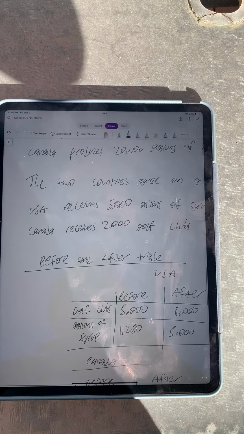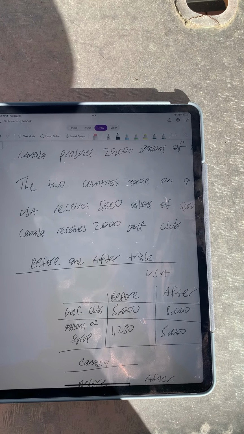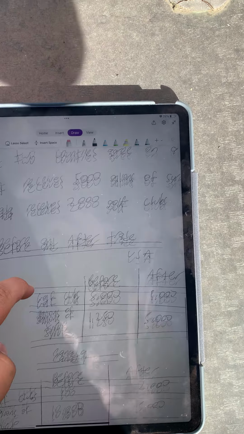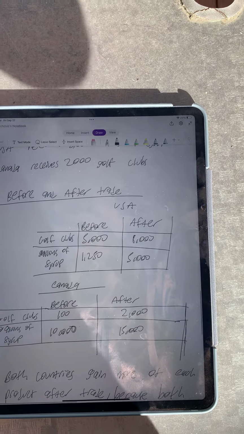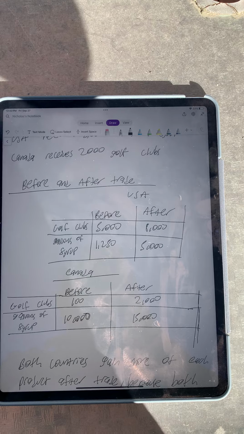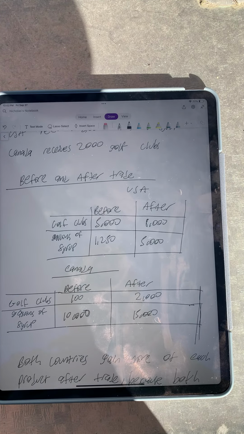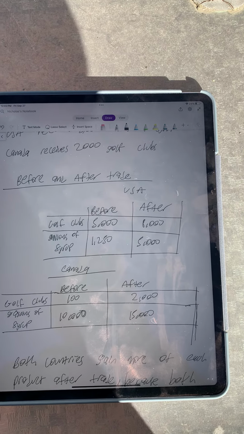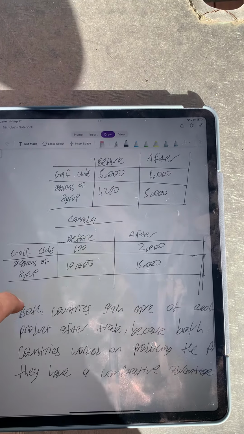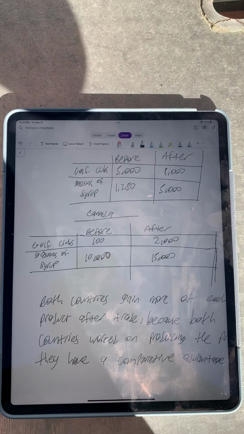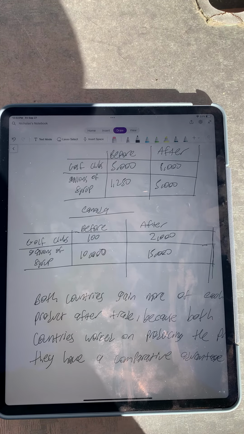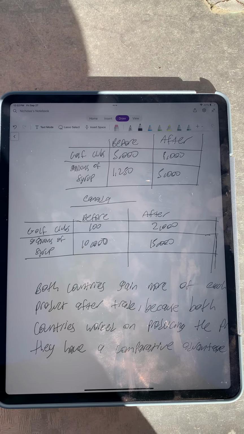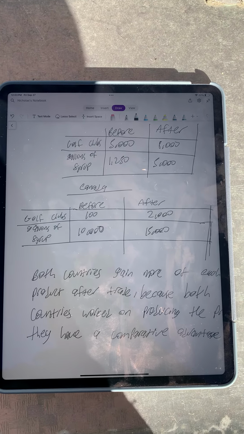The two countries agree on a trade where the US will receive 5,000 gallons of syrup and Canada will receive 2,000 golf clubs. So before trade, the United States will have 5,000 golf clubs, and after, they will have 8,000 golf clubs. And for syrup, they have 1,250 gallons, and after trade, they'll have 5,000 gallons. And for Canada, before trade, they'll have 100 golf clubs, and after, they will have 2,000 golf clubs. And before trade, they'll have 10,000 gallons of syrup, whereas after, they'll have 15,000 gallons of syrup.